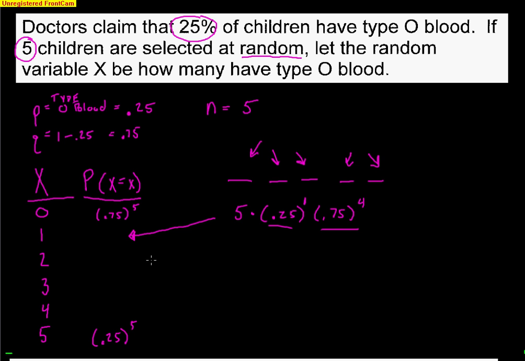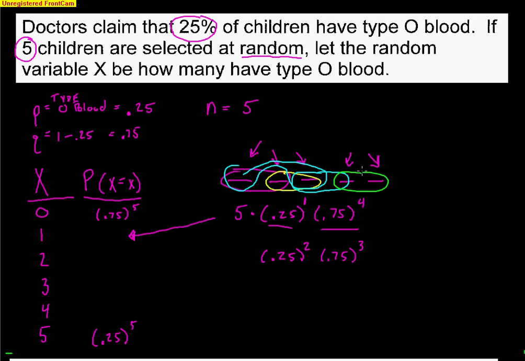Now let's talk about 2 successes. Well, once again, okay, that's going to look like this: 2 successes, and then that would obviously be 3 failures. So 2 successes, 3 failures. That's easy to understand. But how many different ways can that happen? Well, it could be these 2. Or it could be these 2, or it could be these 2, or it could be these 2, or it could be these 2, or let's see here, it could be these 2 here. Okay, now it's getting confusing. Did I get them all? Did I not get them all?